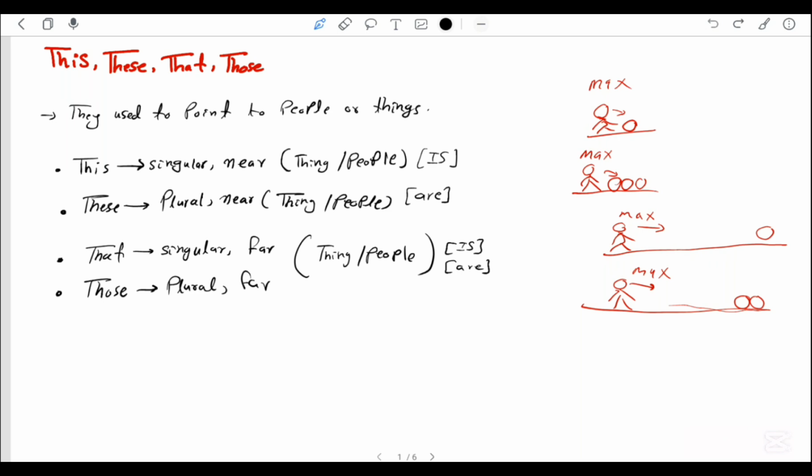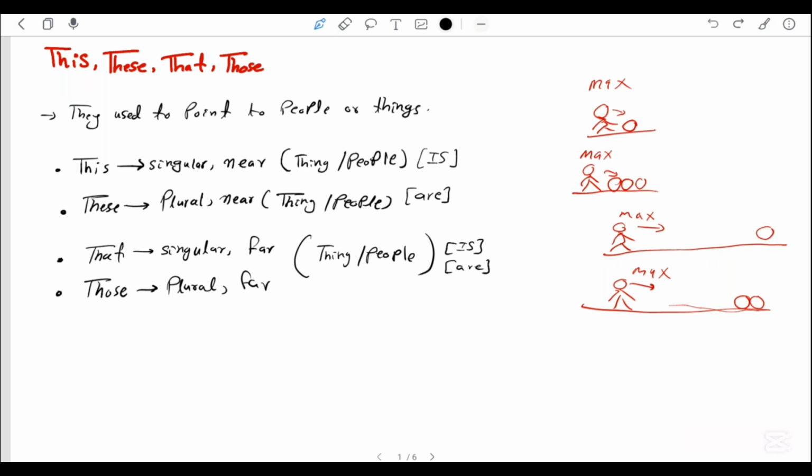Okay, so singular means one thing, not more than one. If something is more than one, like two, three, four, five, 1,000, that is not singular, that is plural, right? Suppose there is one thing, like a ball, and that is near to you. If you want to point to that, you will say this.